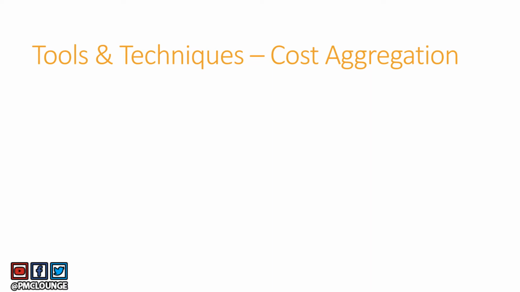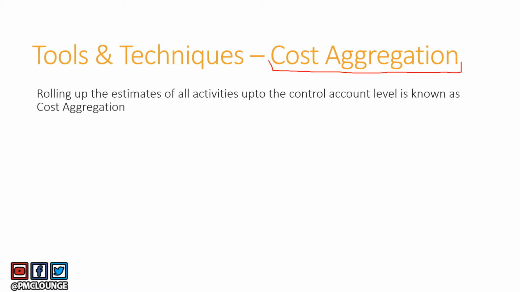And the first one that we are discussing is cost aggregation. So this is something important, something new, and thus you should know about it. So what is cost aggregation all about? In the cost aggregation process, you are rolling up the estimates of all activities up to the control account level, and this entire process is known as cost aggregation. So all that you're doing is adding up all the estimates below the control account so that you have a value of the control account.